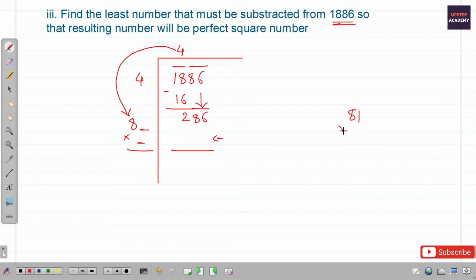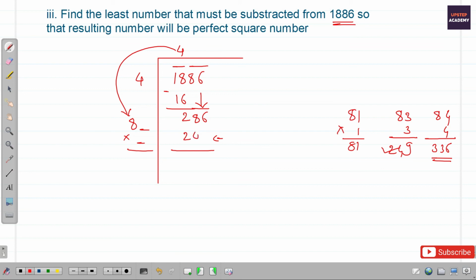So 81 into 1 is 81. 1 is not a good idea. Let me take a bigger number. Suppose I take 3. 3 into 3 is 9, 3 into 8 is 24, so 249. Okay, we can take this 3, but let me check before that what happens with 4. 4 into 4 is 16, 4 into 8 is 32, plus 1 is 33. Yes, this is bigger than the required number, so 249 is the correct number over here.